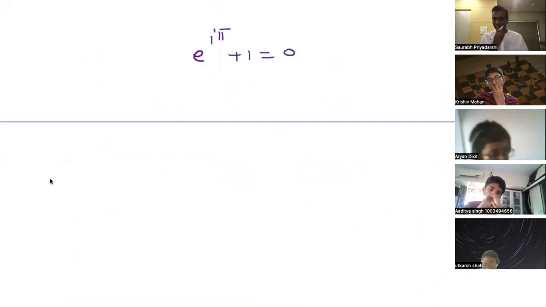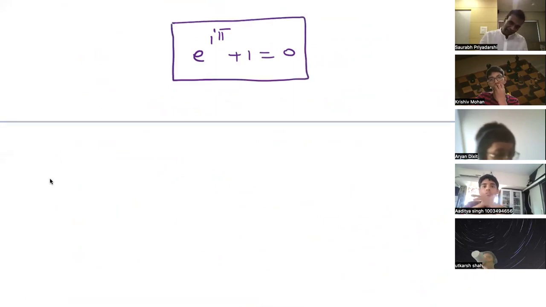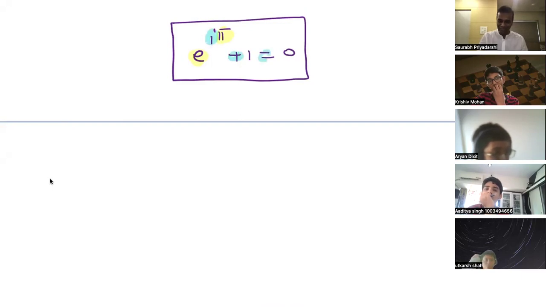One of the magical equations is e to the power i pi plus 1 is equal to 0. Right, Euler has given this. In this, one number is transcendental, another is transcendental, this number is imaginary, this is the additive inverse, and this is equality, and this is the number 0.